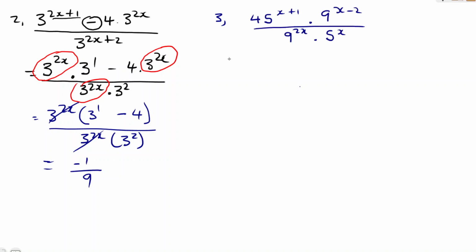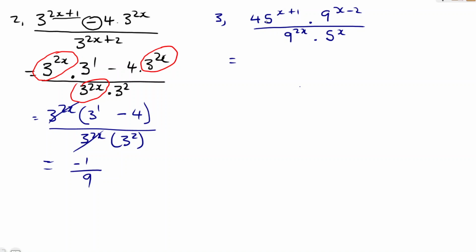Okay, so in our last example, we have this expression, which is an exponential expression. It says 45 to the power of x plus 1 multiplied by 9 to the power of x minus 2, divided by 9 to the power of 2x multiplied by 5 to the power of x. Now you can see here we don't have any subtraction or addition, so we cannot take a common factor in this one, because there is no plus or minus between these terms. This is just one big term. Also on the denominator you have one big term.